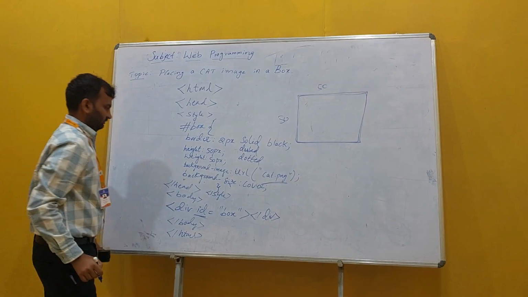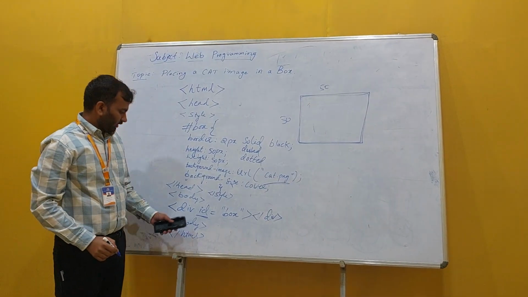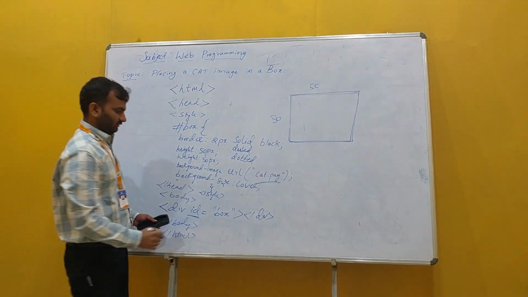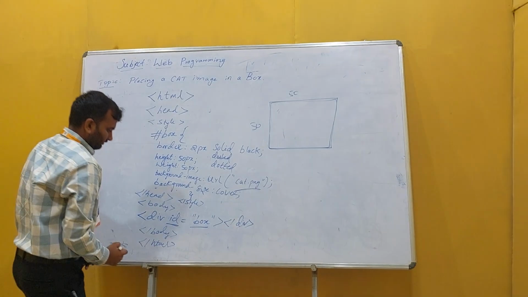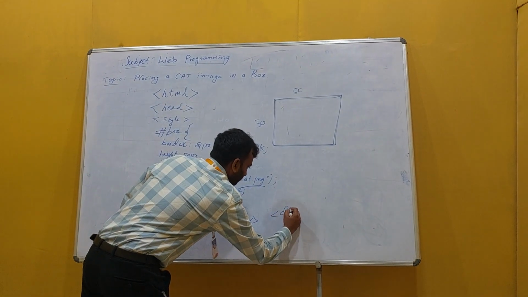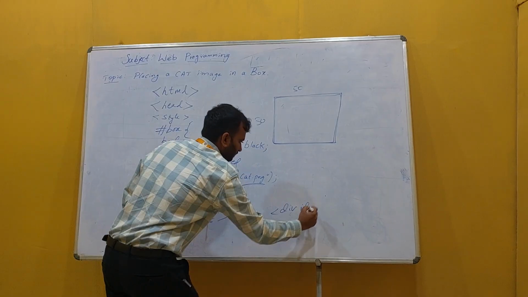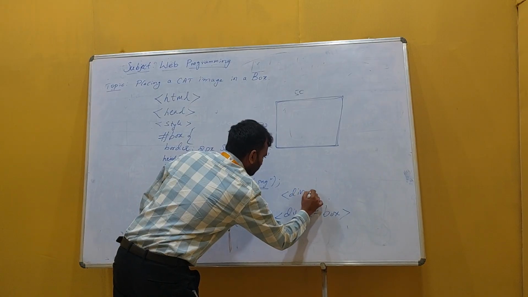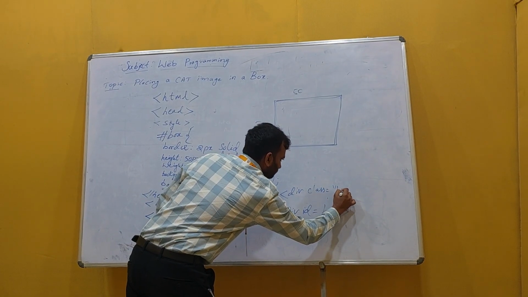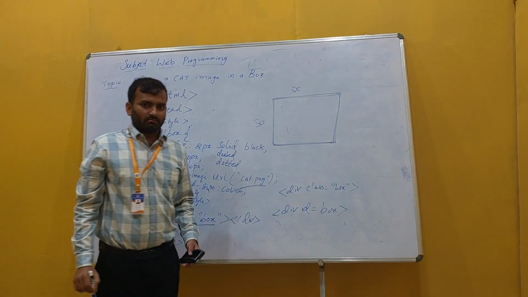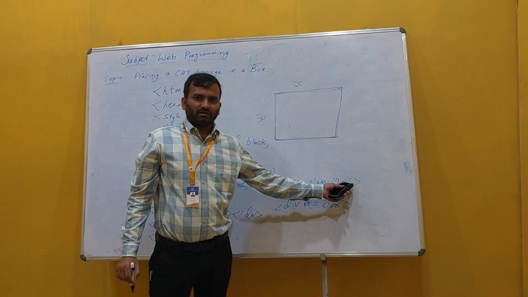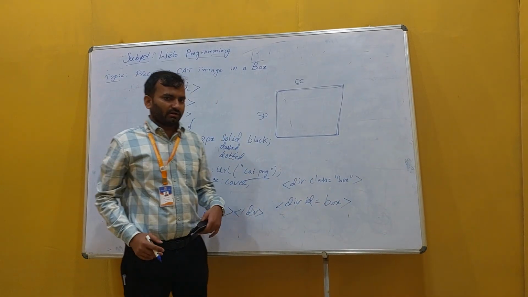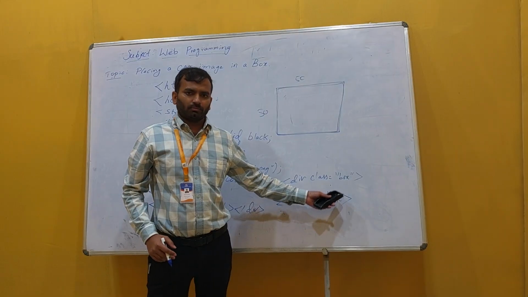Then I'll close my style tag, then the head tag. If I want to give my class name box, we can define our class names in two ways: div id box, or div class. In both ways we can define our class name. This is not a predefined class name, this is a user-defined class name. For our understanding, we can write any name as per our convenience.